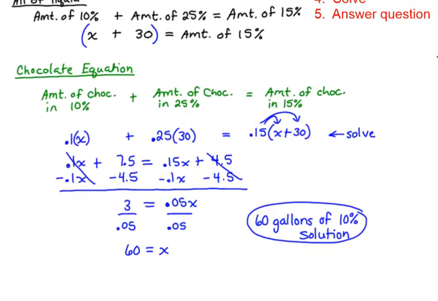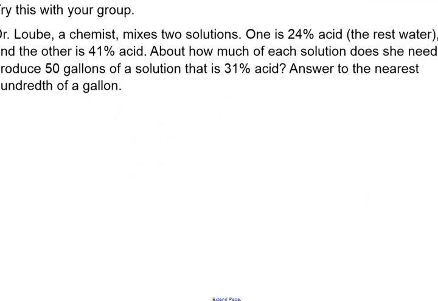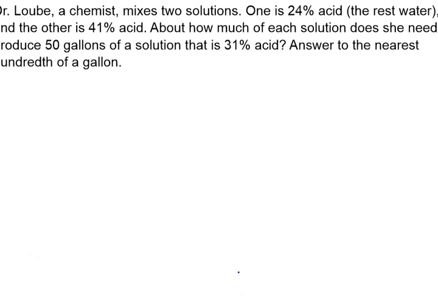Let's look at another one. Alright, let's extend this page. Dr. Luby, a chemist, mixes 2 solutions. One is a 24% acid, and the rest is water. The other is a 41% acid. About how much of each solution does she need to produce 50 gallons of a solution that's 31% acid? Answer to the nearest hundredth of a gallon.